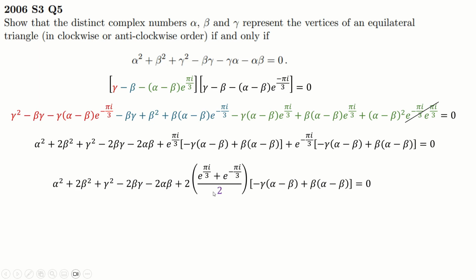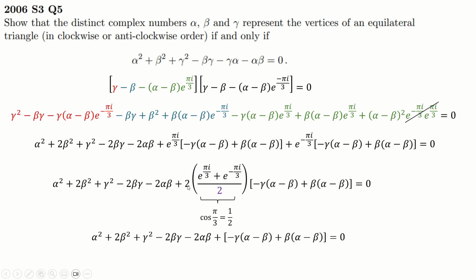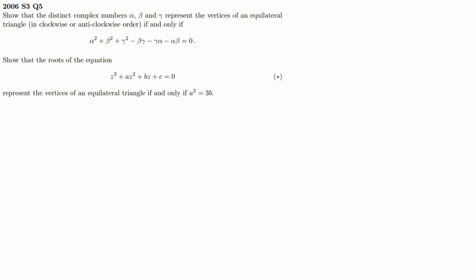This is the formula for cos, I think. e to the ix plus e to the minus ix over 2. So that's cos of pi over 3. But cos of pi over 3 is just a half. So that cancels out the 2, and that's super nice. And we end up with this, which further reduces down to the thing that was required. So a tricky start to this question, but we've got what was required.